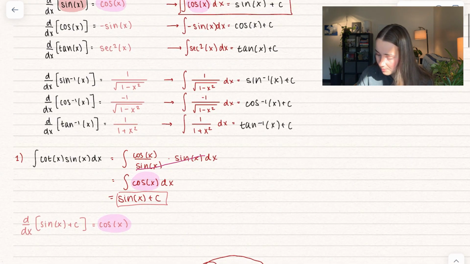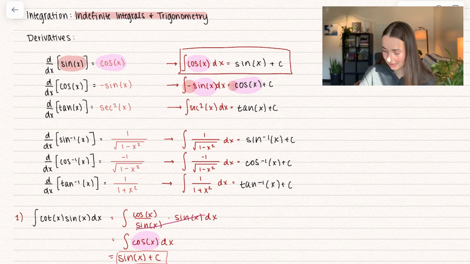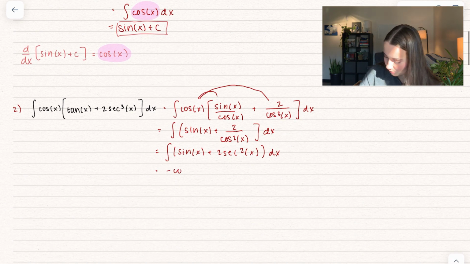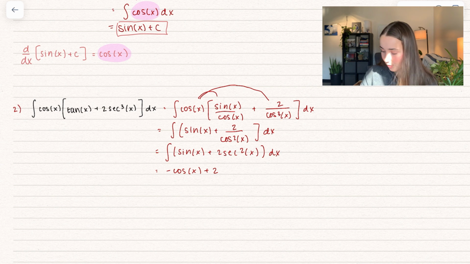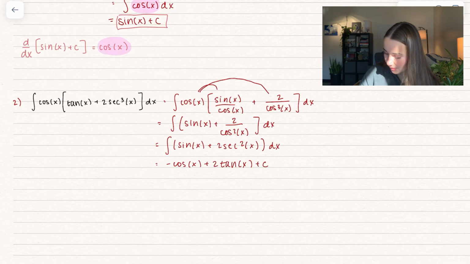So if we go up, the antiderivative of sine is equal to positive cosine. But notice there's a negative out here, which means in our solution, we need to add a negative right here. So this becomes negative cosine of x plus 2. Remember, scalar multiples just hang out there. And if we go back up here, we have the antiderivative of secant squared of x is equal to tangent of x. And then plus some value c.